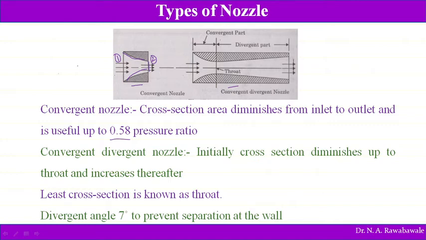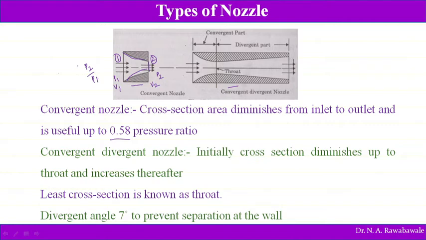Here, at the inlet the pressure P1 is high and at the outlet the pressure P2 is low. So the pressure decreases and velocity increases: velocity at inlet is less, velocity at outlet is high. So pressure energy is converted into kinetic energy, that is, velocity. This is feasible for the pressure ratio of 0.58. What is the pressure ratio? The outlet pressure P2 divided by P1 is known as the pressure ratio.